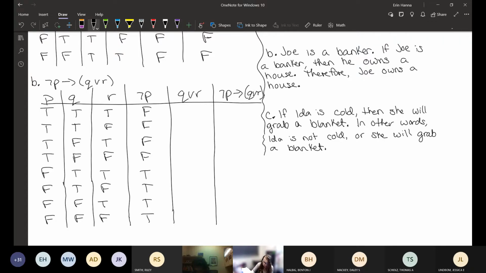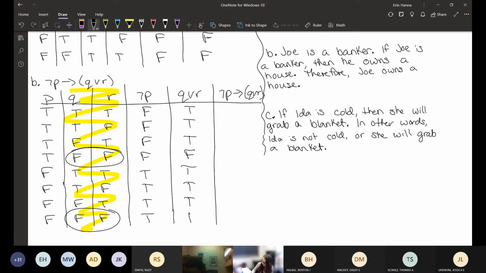Q or R, one of them has to be true or both. So we would have true. True, true gives us true, true, false, true, false, true, true, false, false. We come to our first one where both of them are false, so that's going to be a false. True, true gives us true, true, false, true, false, true, true, and another false, false gives us our only other false.